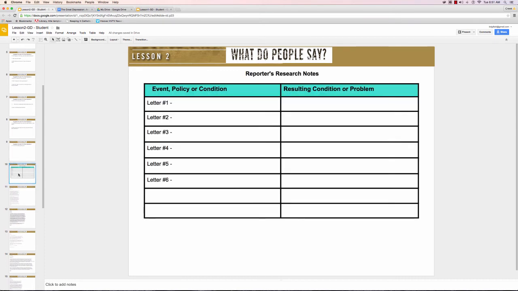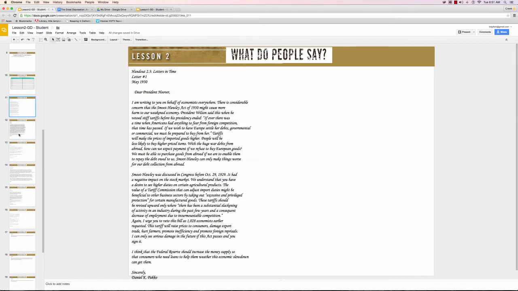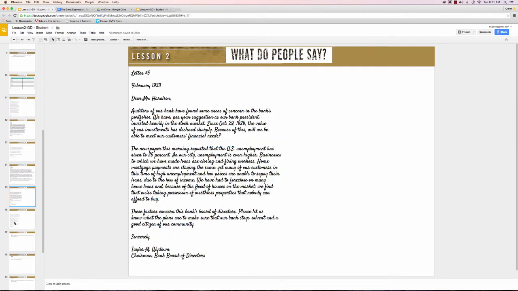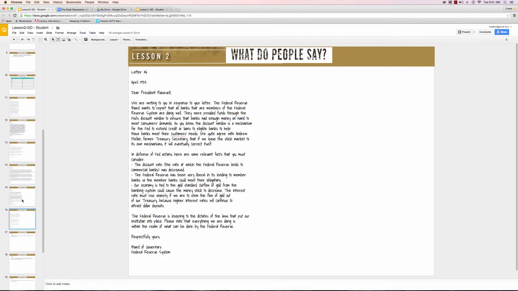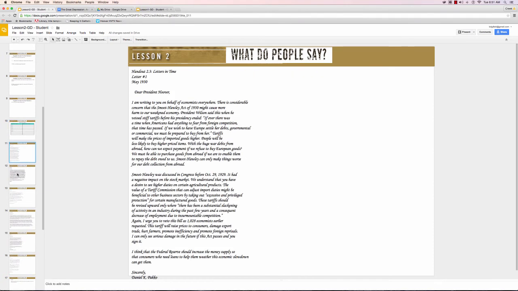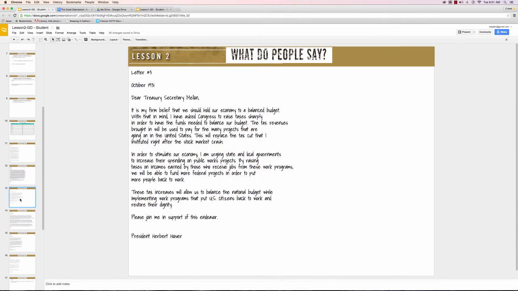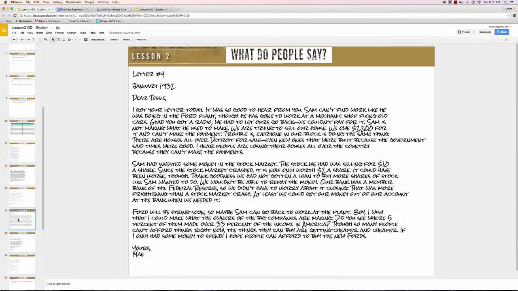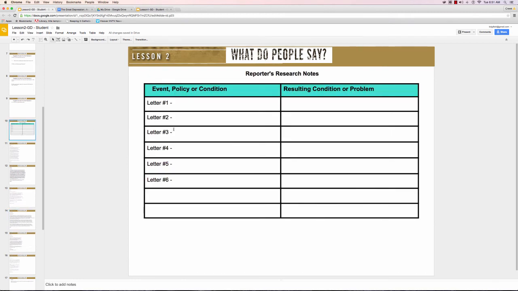At this next point you have a series of letters. There are actually 6 different letters here, and for each of those letters, there's something that the person is complaining about. These are letters to different people, simulated letters, but on real topics. For each letter, number 1 through 6, you're looking at what event, policy, or condition the letter is talking about. In other words, what's the subject of the letter? What's the person upset about, complaining about? What are they trying to fix? And then what is the resulting condition or problem?